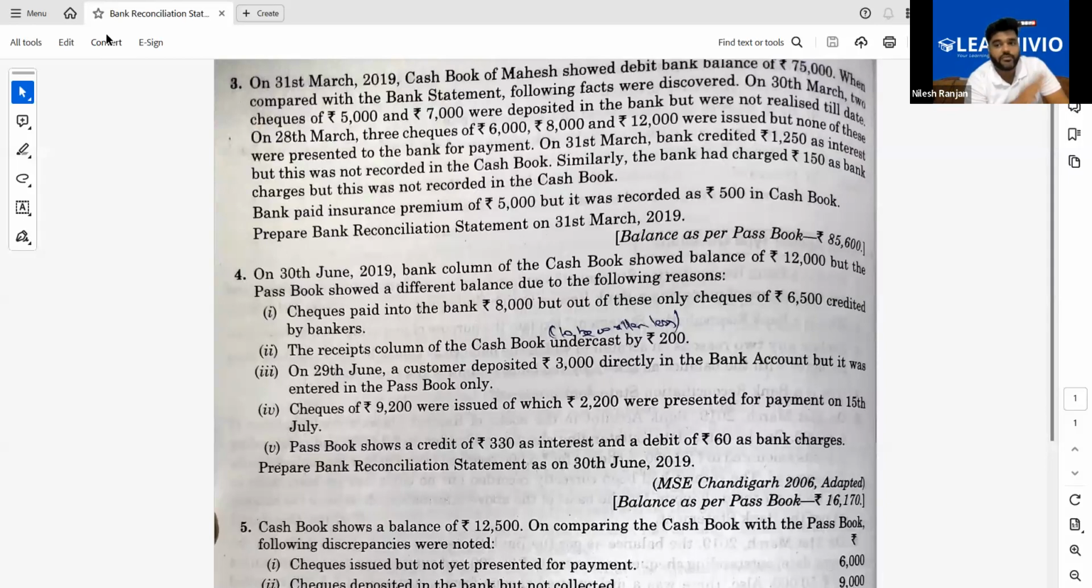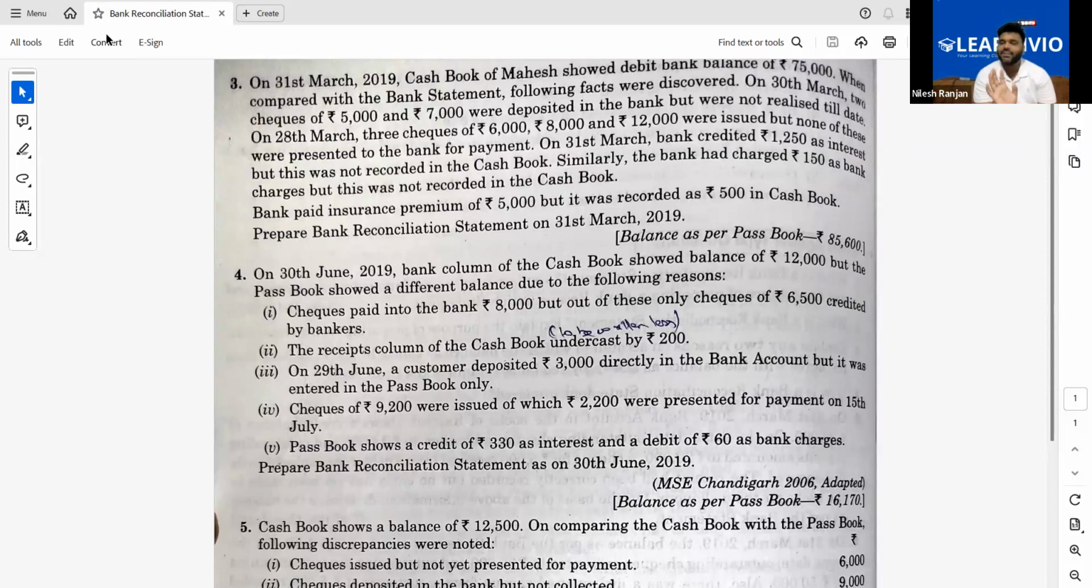Bank had charged 150 as bank charge. So bank is charging 150 rupees from your account. It means they are deducting it. So that means we're supposed to, I mean, subtract. I'm not sure about that.